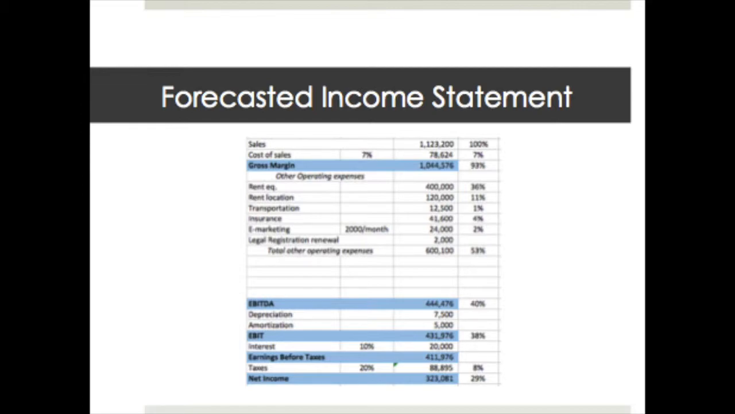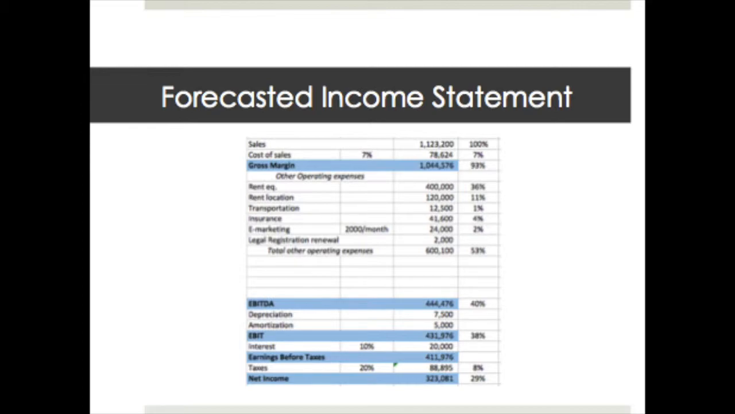The forecasted income statement. Our sales, we got our sales by multiplying the number of forecasted tickets times the price of the ticket, which was 8,320 times the price, which is 135, and we got 1,123,000. So then we subtracted the cost of sales, and we got a gross margin of 1,044,000.